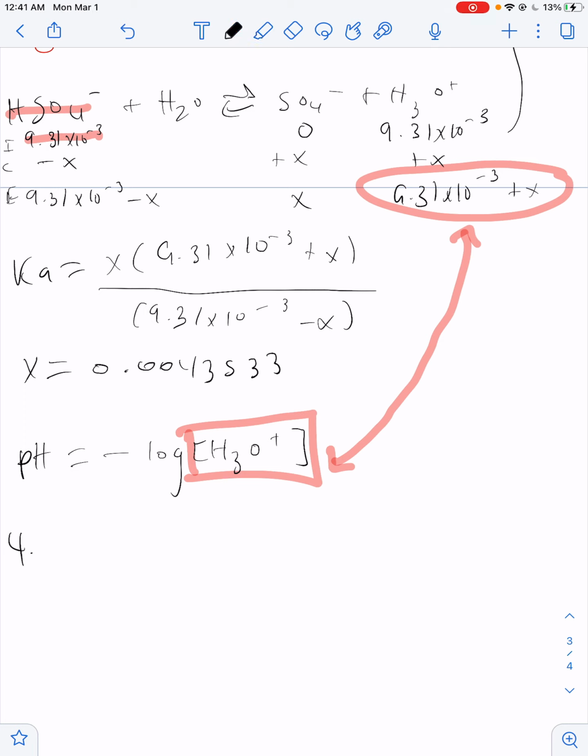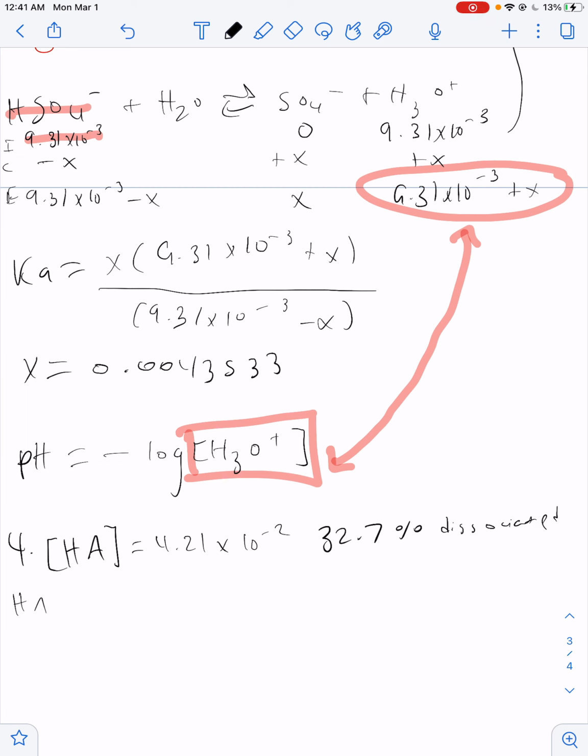Question number 4. This one is percent dissociation. So for this one, we have a monoprotic acid. A monoprotic acid just means HA. So we have concentration of HA is 1 times 10 to the negative 2, and that is 32.7% dissociated. Okay.